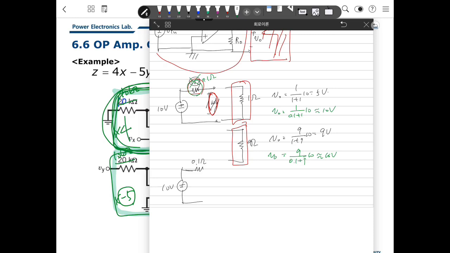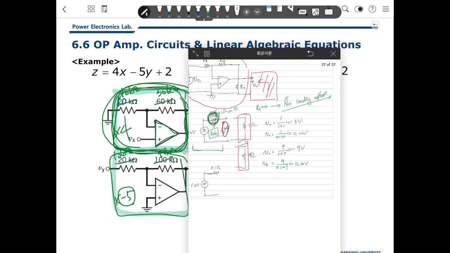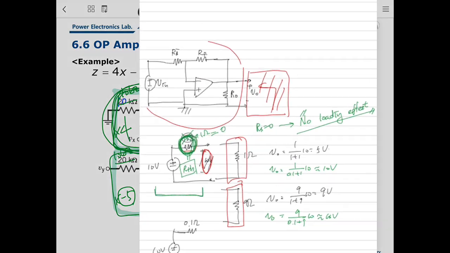So to reduce or eliminate the loading effect, what should we do? When you design this circuit, this series impedance should be 0. Then R is 0, which means no loading effect. What is that? This kind of Thevenin resistance here. So you can do this.